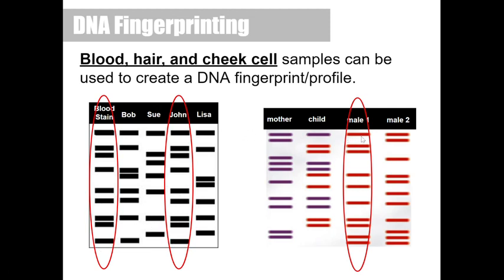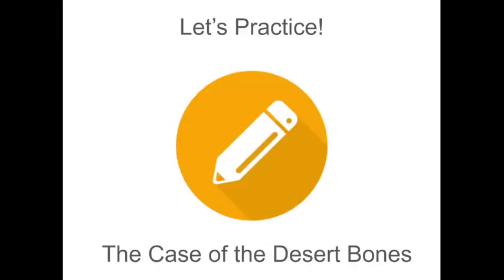But if you look over here, it is also relatively close. So, this is how we use DNA fingerprinting. We look for the matching in the barcode to determine if there is any correlation or connection. Now, let's practice with the case of desert bones.